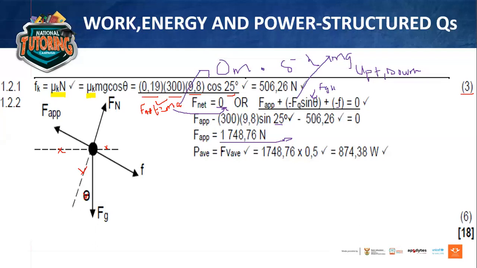Then when you have the magnitude, you go and substitute into this equation. Average power is the force of the motor times the average speed. The force of the motor is the force that is applied multiplied by the average speed of the object, which is 0,5. And this is going to be equal to 874,38 watts when it is rounded off to 2 decimal places.